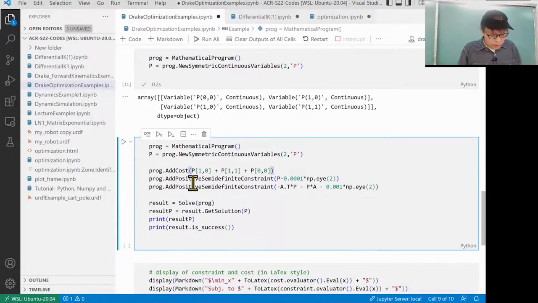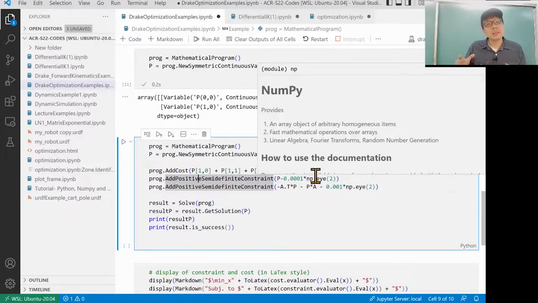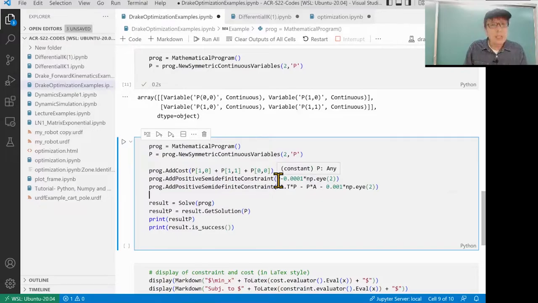This is an arbitrary pick of some cost function. The key is that we need to make sure it satisfies the constraints. The first one is called a positive semi-definite constraint. Whatever is inside the parentheses needs to be a positive definite or semi-definite matrix. So in this case, I want P to be positive semi-definite or positive definite. There is some kind of numerical tolerance I need to make sure of. I don't want it to be exactly zero because zero is a solution.